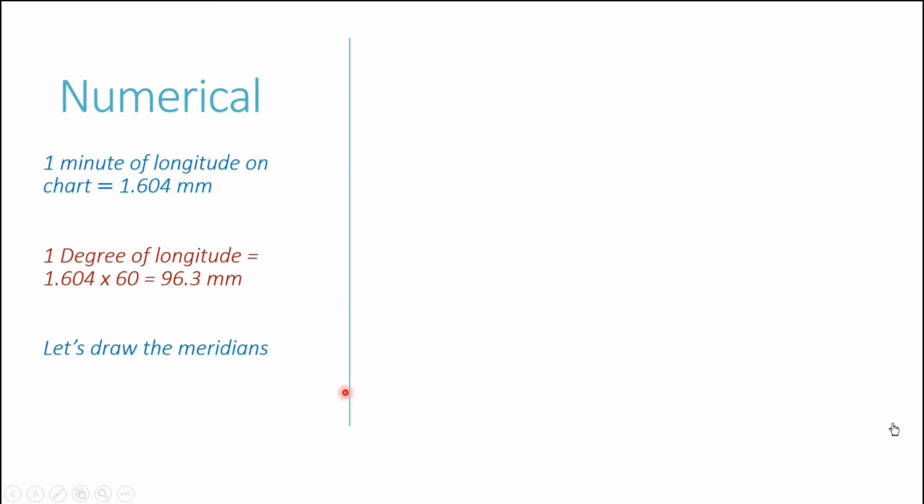I have first of all drawn this meridian and named it as 20 degrees west. Now the area of the chart which I want to draw, one of the extremities is 20 degrees west. So I have considered this longitude as 20 degrees. Now I keep a gap of 96.3 millimeters and I draw the second meridian.